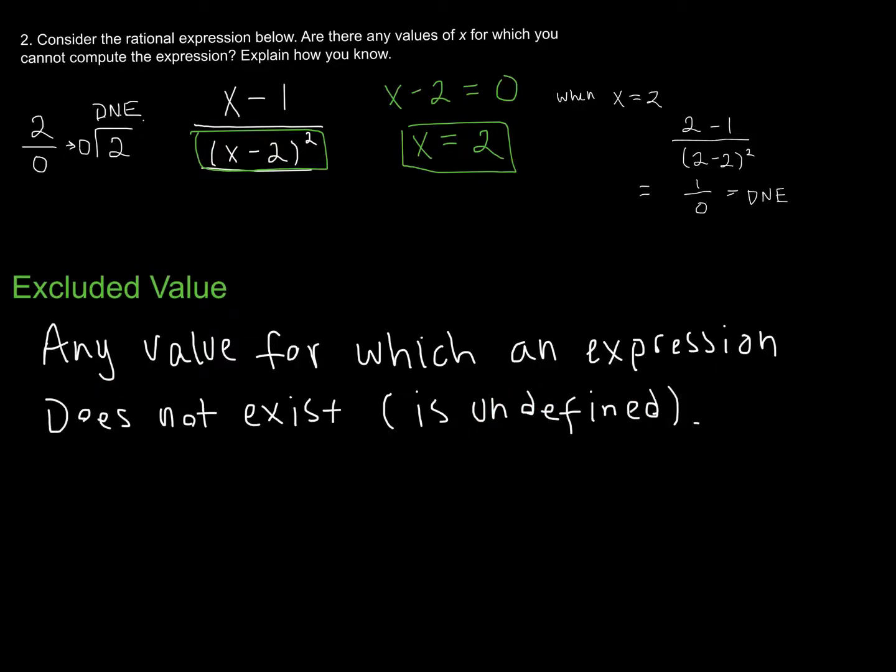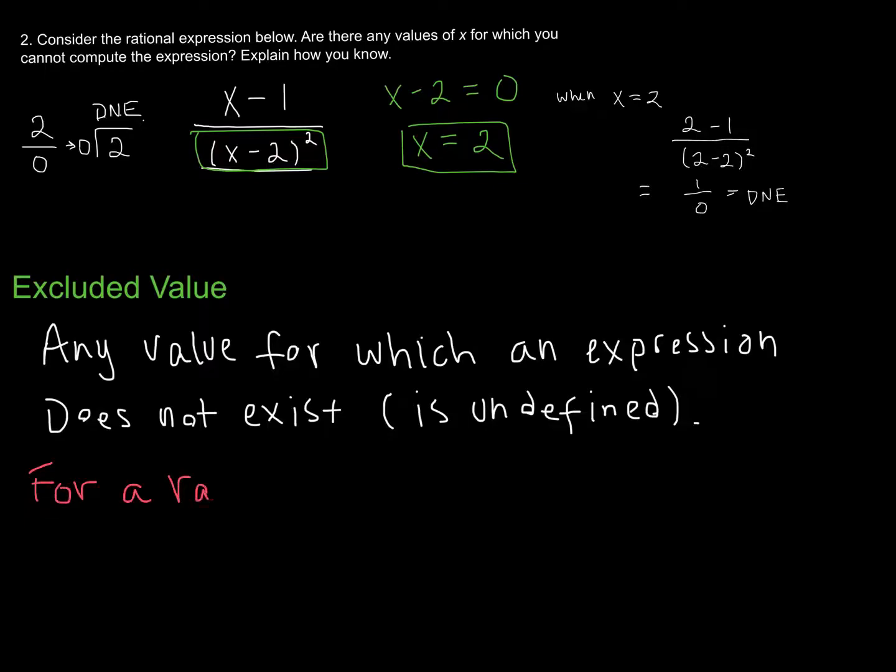And for a rational expression, when is this? So I want you to go ahead and write down when a rational expression is going to not exist, when it's going to be undefined. What are the excluded values for a rational expression? Try and write that down now. Okay, I hope you were able to give that a try. So an excluded value for a rational expression is going to be any value which makes the denominator equal to 0.